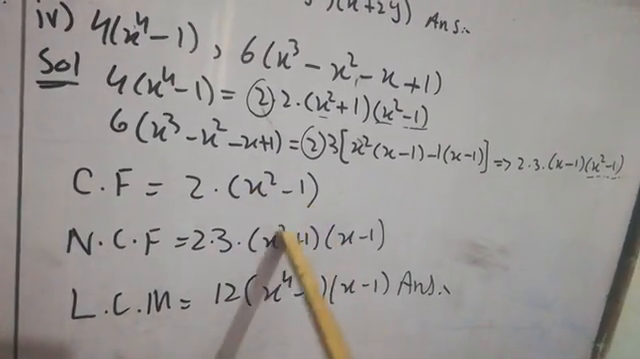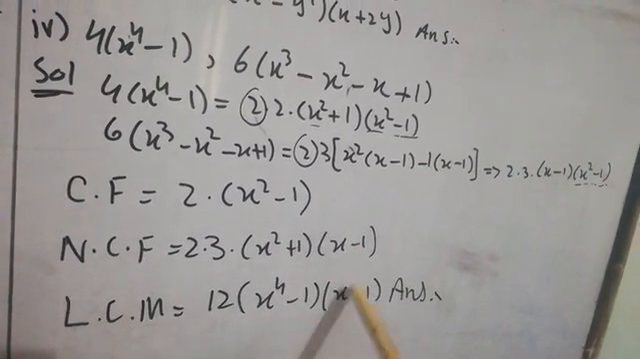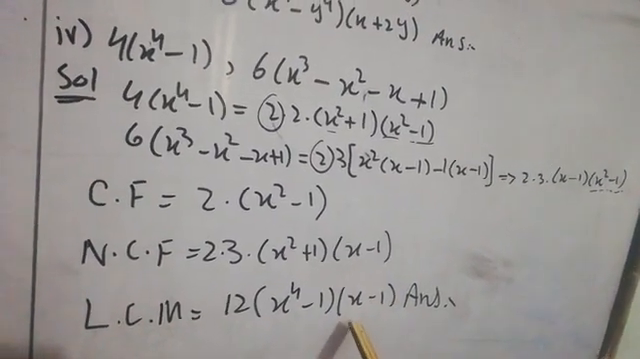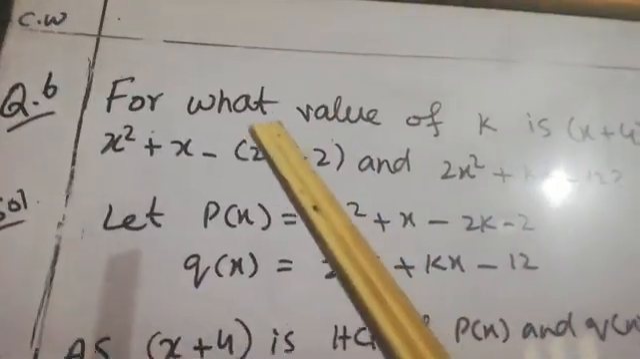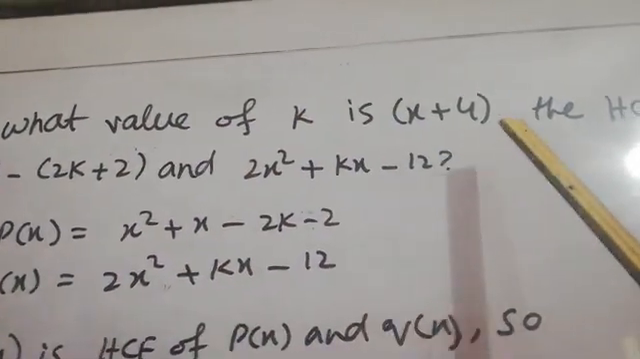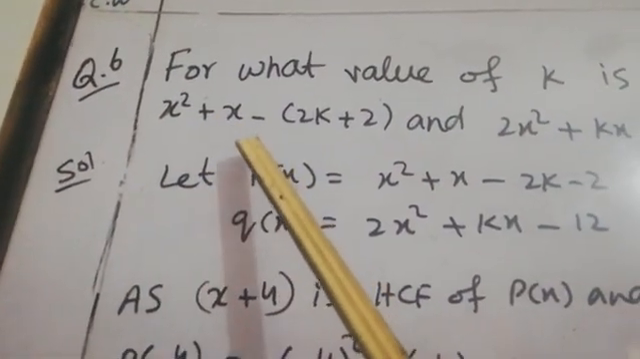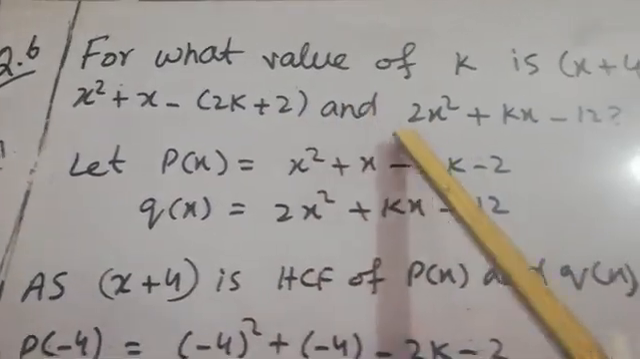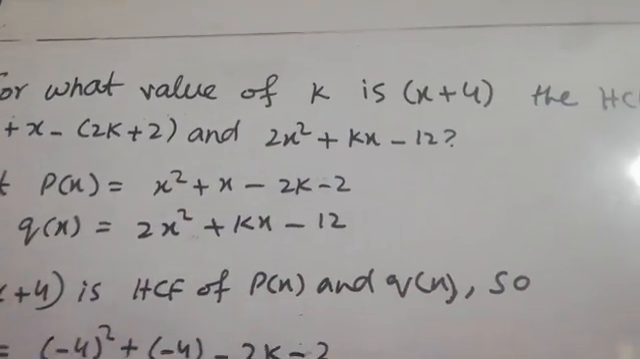x square minus 1 times x square plus 1 will become x to the power 4 minus 1, and x square minus 1 as it is. Now we will move to question number 6. For what value of k is x plus 4 the HCF of x square plus x minus 2k plus 2 and 2x square plus kx minus 12?